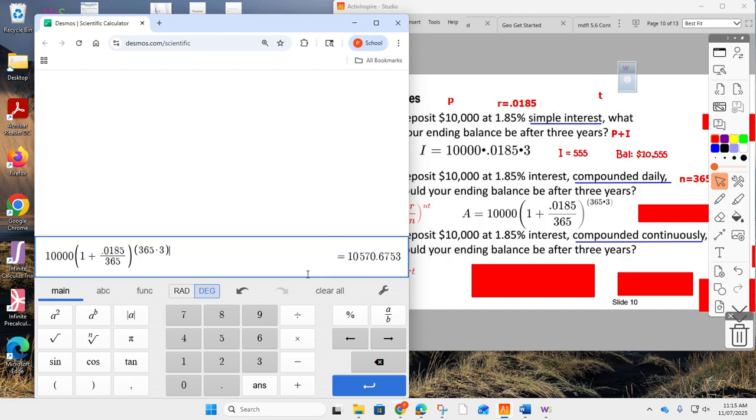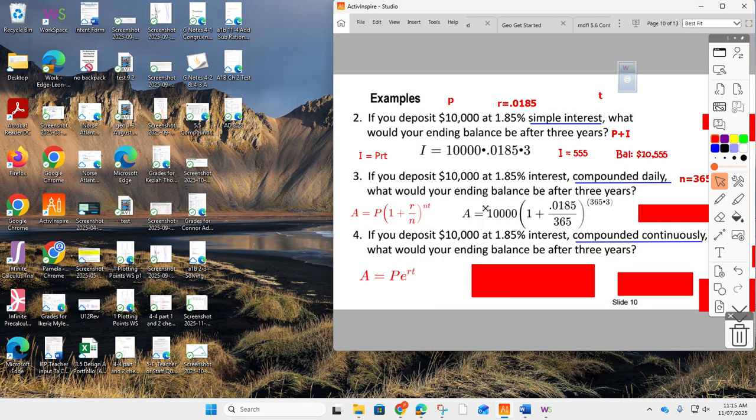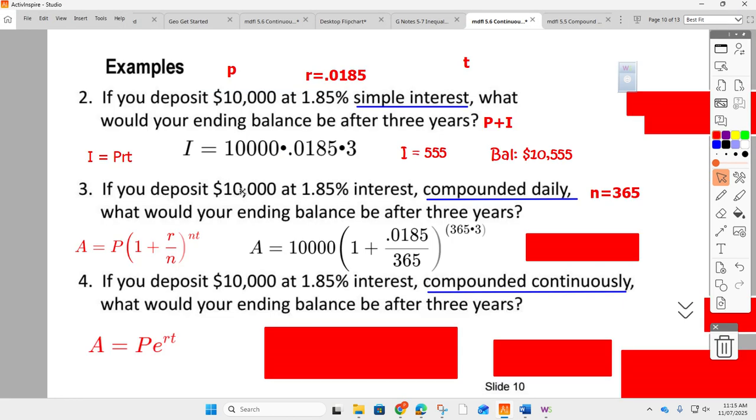So now I have to know, it asked for the ending balance. It did not ask me to find the interest. It only asked me to find the ending balance. So that is what this formula represents.